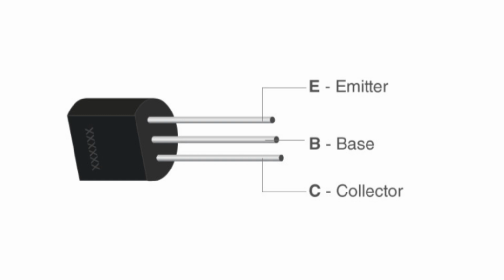They are listed below. Base, this is used to activate the transistor. Collector, it is the positive lead of the transistor. Emitter, it is the negative lead of the transistor.